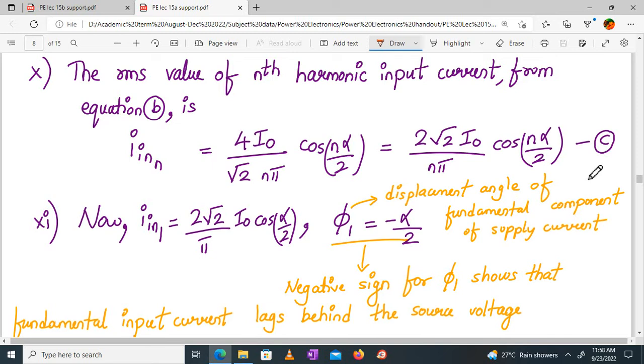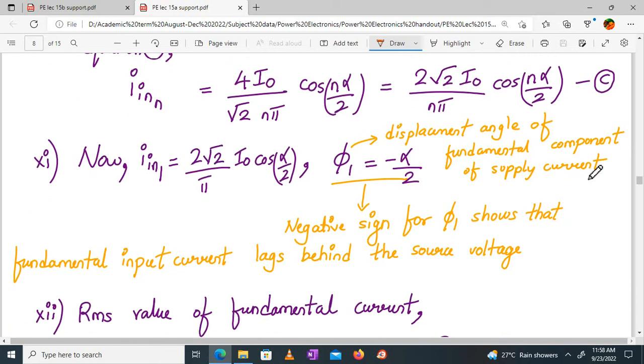Write down what is phi 1, the displacement angle of the fundamental component with respect to the supply voltage. It's minus alpha by 2. So this negative sign will show that your fundamental input current is lagging behind the source voltage. And what is this actually? Phi 1 is nothing but your firing angle in most cases. In this case it is minus alpha by 2. You have written phi 1 and In of 1.